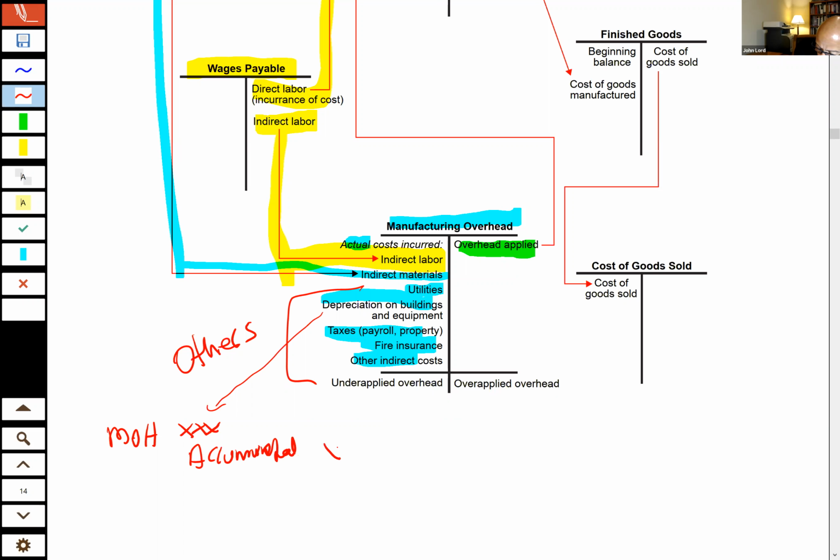If this is a retail entity, we would debit depreciation expense, right? But for a manufacturer, the depreciation on our factory building gets debited to the manufacturing overhead because we're going to apply it to jobs, right? If we're debiting our property taxes to manufacturing overhead, what are we crediting?